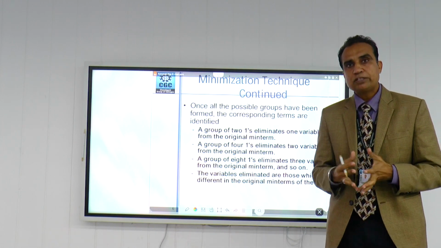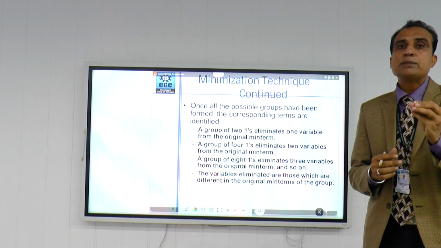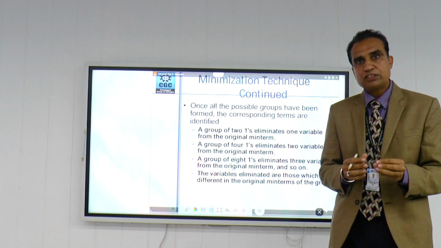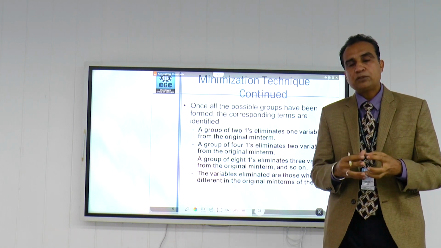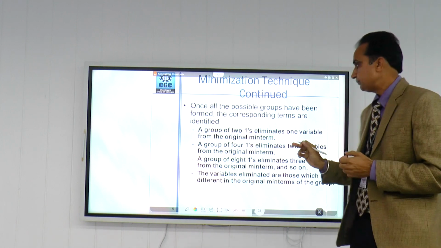What is the use of elimination of the variables? By eliminating the variable, we get a simplified equation. Simplified equation means we can implement that circuit with a lesser number of hardware components.